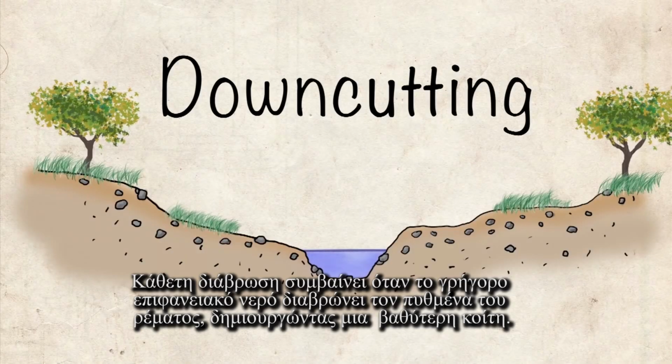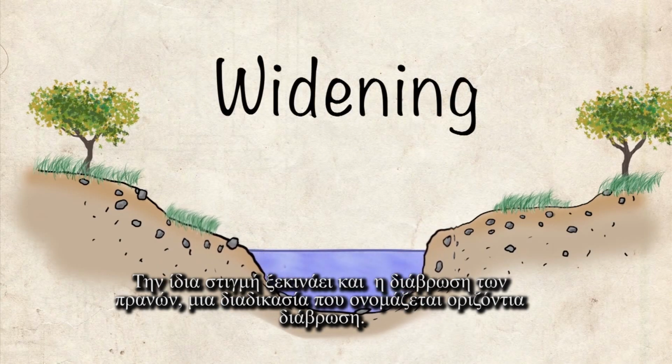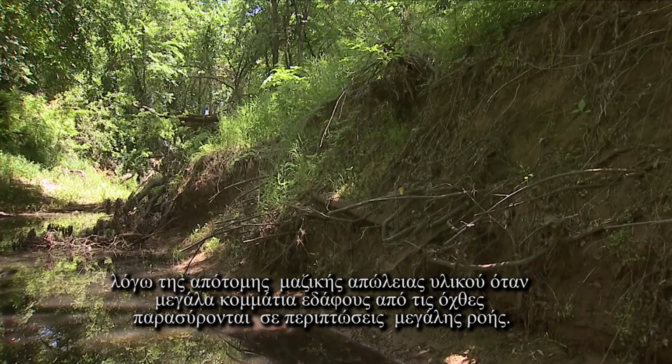Downcutting is when swift water erodes the stream bed, creating a deeper channel. At the same time, the sides of the stream begin to erode in a process we call widening. Widening can occur from the detachment of particles from the stream bank, or very quickly from mass wasting, where large chunks of soil are lost to the stream during high flows.